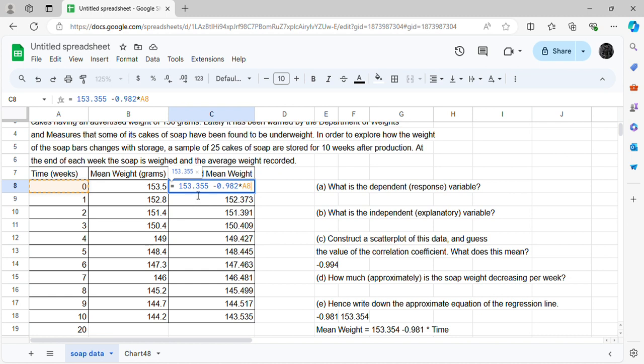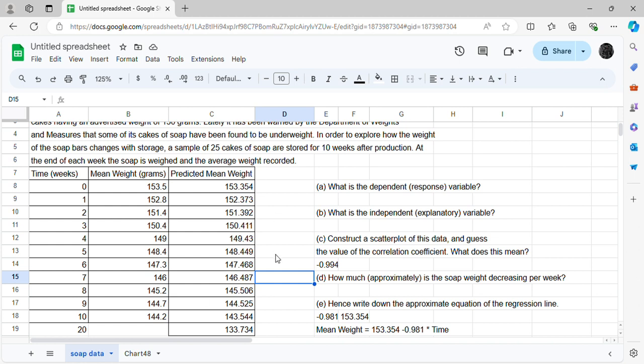So that's 153.354 minus 0.981 times time. And let's copy that to all the cells. Okay, so for 6 weeks, the predicted value is 147.468 grams. And for 20 weeks, the predicted value is 133.734 grams.